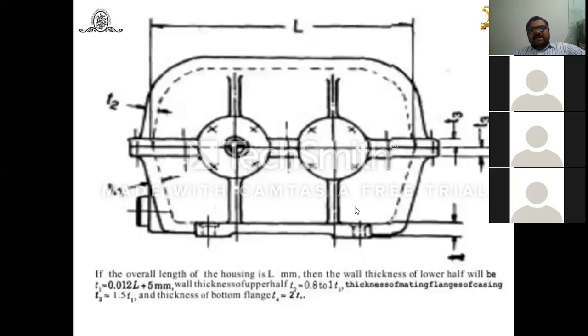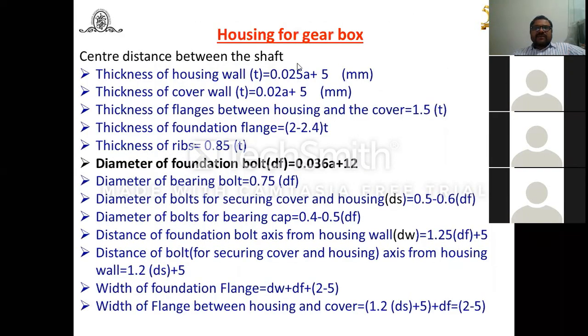That means by using this relation or this handbook, even though there is another design data book, VB Bhandari's design data book is also available. If it's with you, you can refer to chapter number 5 also, where you will get the dimensions of the casing. So in Maitra's book and in VB Bhandari's data book, these dimensions are available. I have taken this figure from the handbook of Maitra, and I have given some formulas.